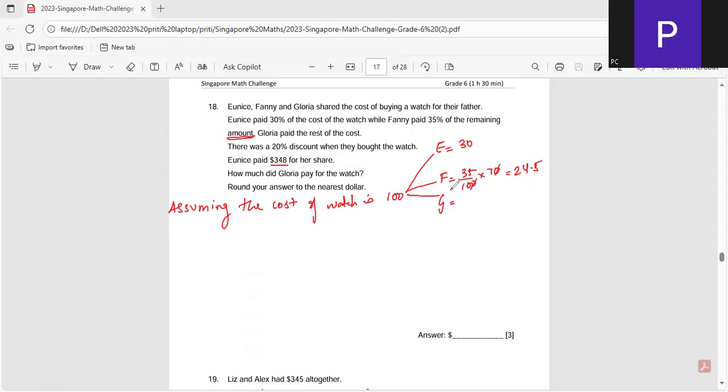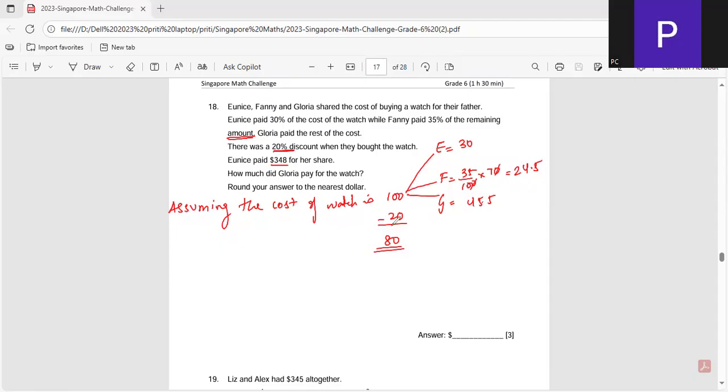So we do 100 minus 30 minus 24.5. So Gloria paid 45.5 if the cost of the watch was $100. So this was their share. Now there's a 20% discount on the watch, so you had to pay only $80.